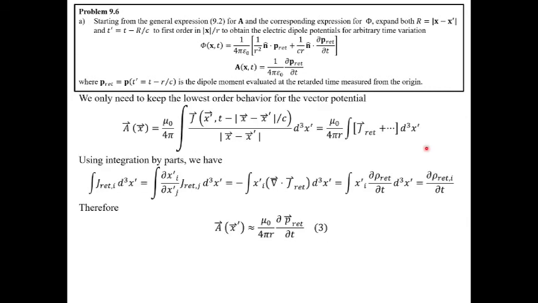We only need to keep the lowest order behavior for the vector potential. So the vector potential A of x equals mu 0 over 4 pi r times the integral of the retarded current density over space. Using integration by parts, we have the relation. Therefore, the vector potential can be written as Formula 3. So problem A is done.